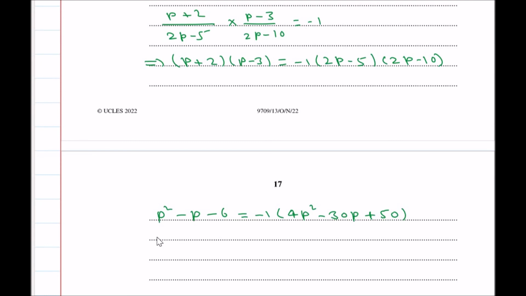Now this implies that p square minus p minus 6 is equal to, we will multiply by minus 1 all the terms. So minus 4p square plus 30p minus 50.